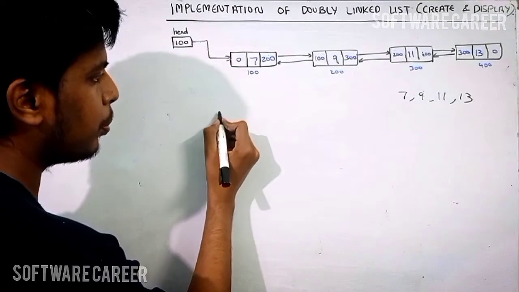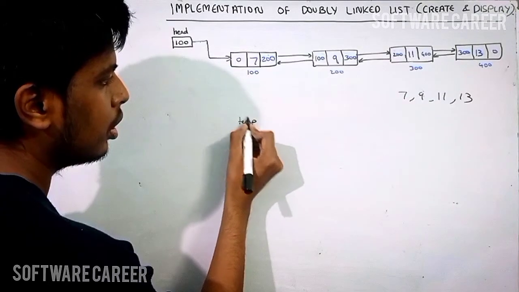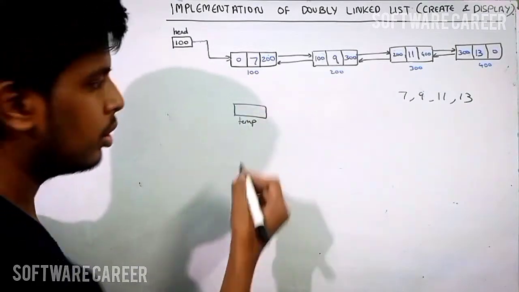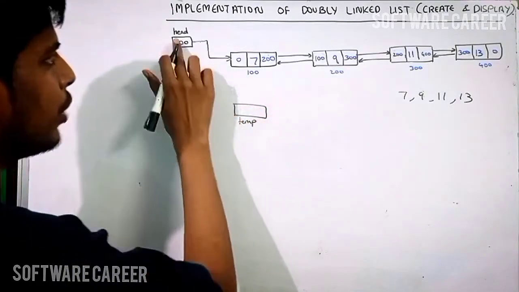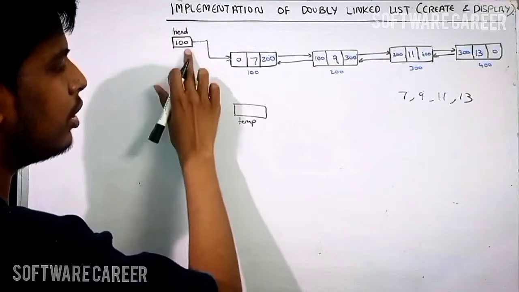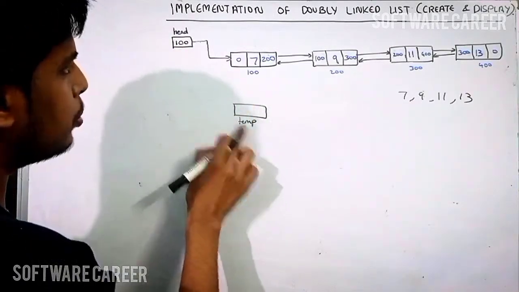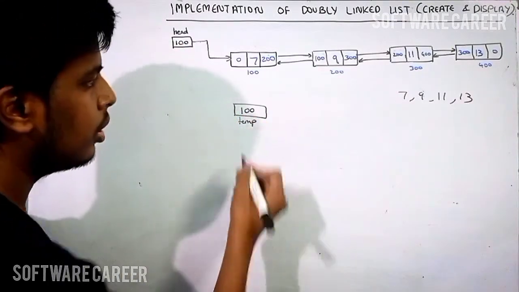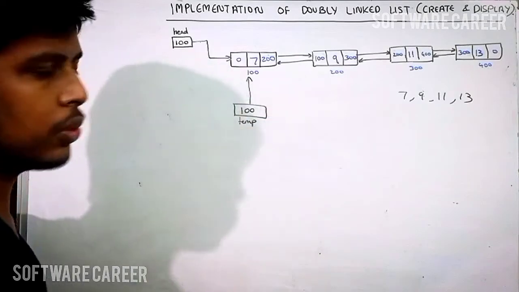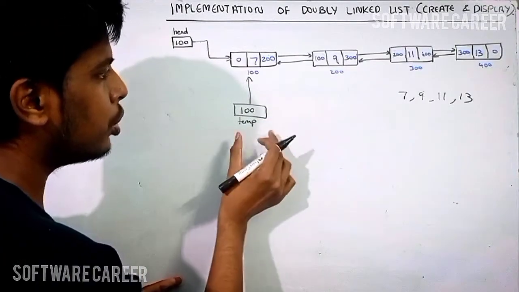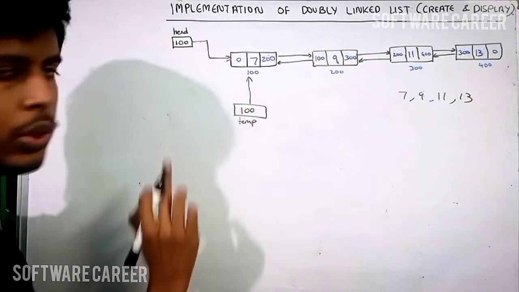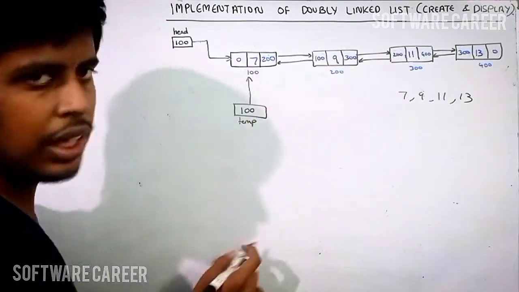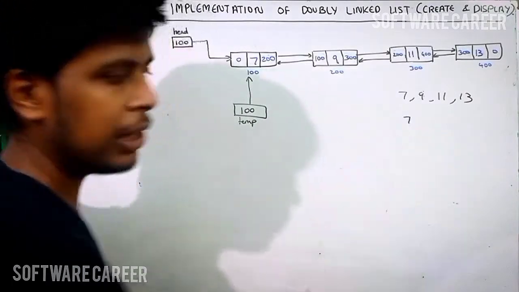For that you should create a pointer called temp. Now that pointer temp should point towards the first node. So you should store the address of head. Head is 100 because head only points towards the first node. So temp should be equal to head. Head is 100, so temp will be 100. Then this pointer points towards the first node. Now the next step is you should print the data present in the temp node. Now temp has address 100. 100 data is 7, so 7 gets printed.